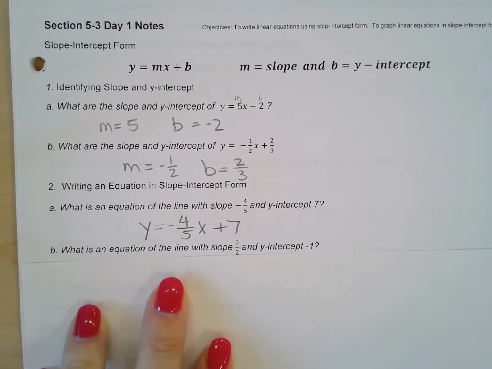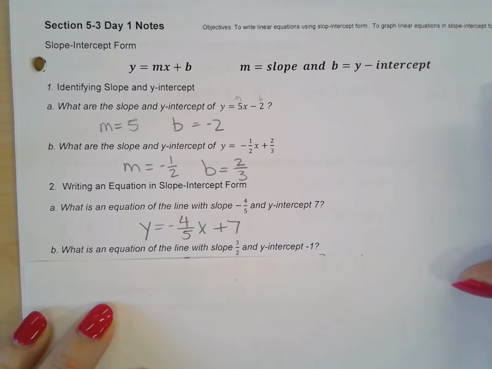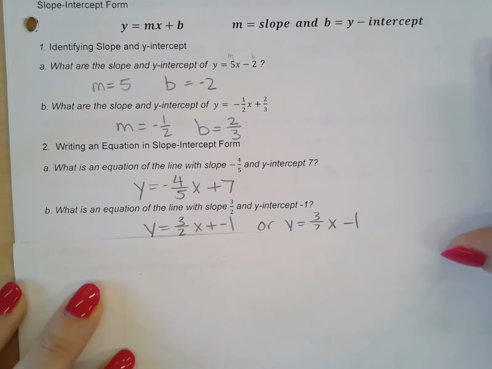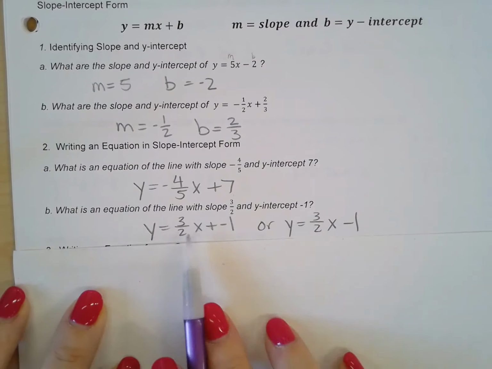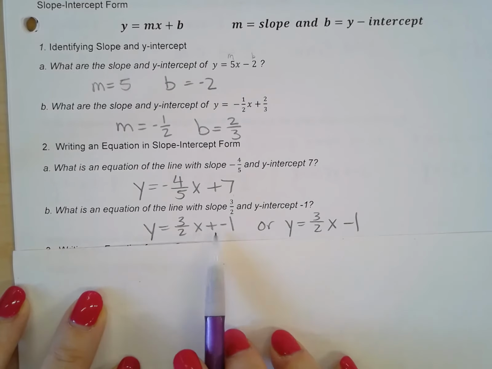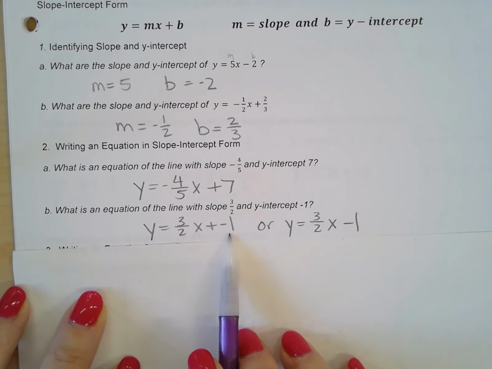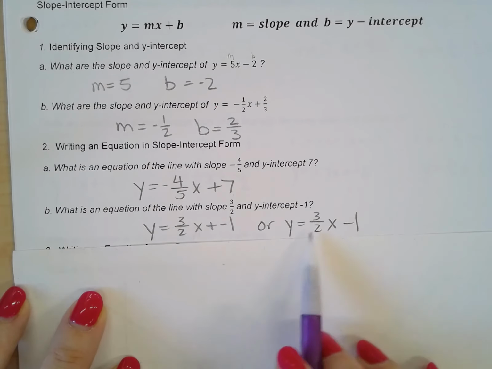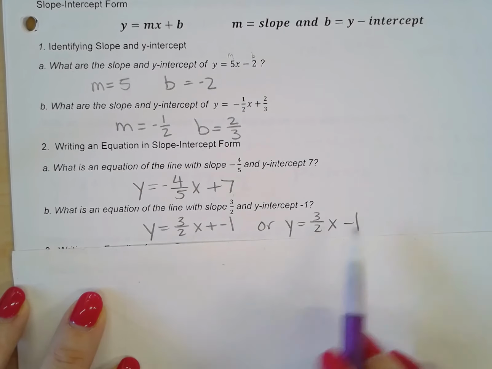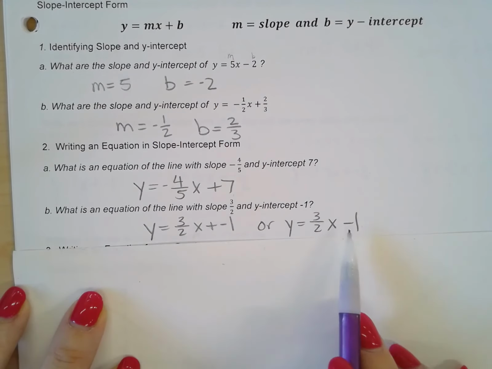Part B. What is an equation of a line with a slope of 3/2 and the y-intercept of negative 1? Again, you need to start the equation with y equals. So y equals 3/2 x plus negative 1, or you could write it as y equals 3/2 x minus 1. Plus a negative is the same thing as minus.